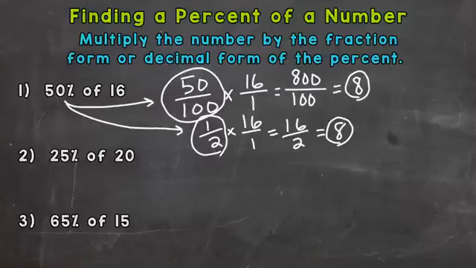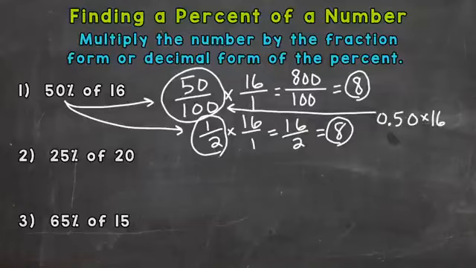Our next method, you can do the decimal form of the percent times the number. And the decimal form of 50% is 50 hundredths, right? That's equivalent to this fraction here. It's just in decimal form, times 16. And if we were to multiply that out by hand or calculator, whatever the case may be, you're going to get to the same answer of 8. So again, decimal form of that percent times the number 16.